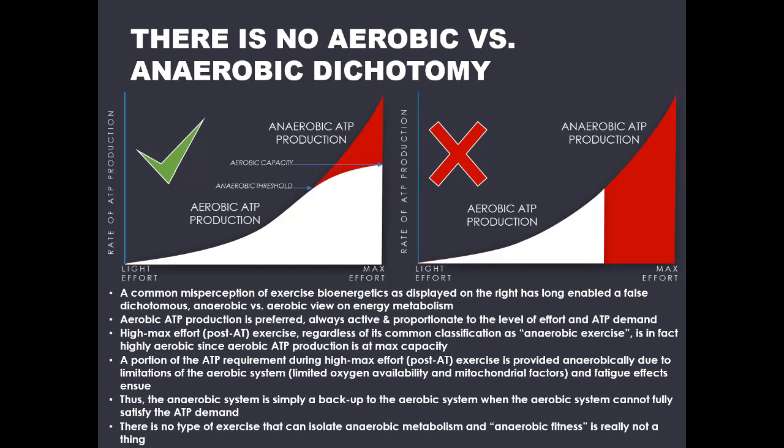How can you do exercise that is only anaerobic? There is no way, since aerobic systems are always active and increase proportionate to the intensity of exercise. So no matter if you're doing max effort exercise like sprinting, the aerobic systems are very, very active. So how does one say anaerobic fitness? How can you be anaerobically fit? There is no way to ever isolate anaerobic metabolism or simply train anaerobic systems.